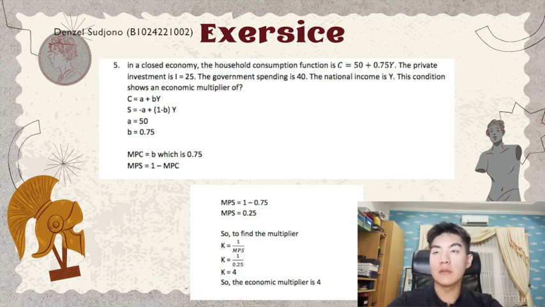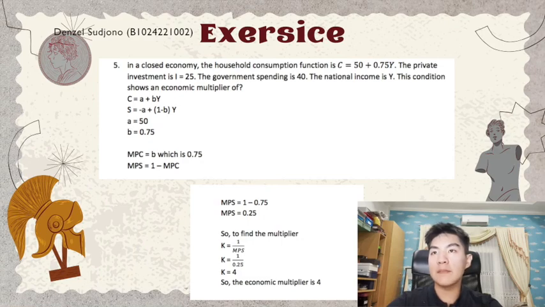Next is the last number, which is number 5. In a closed economy, the household consumption function is C equals 50 plus 0.75y. The private investment is I equals 25. The government spending is 40. The national income is Y. This condition shows an economic multiplier of C equals A plus BY and S equals negative A plus 1 minus B times Y. So from there we can get A equals 50 and B equals 0.75.